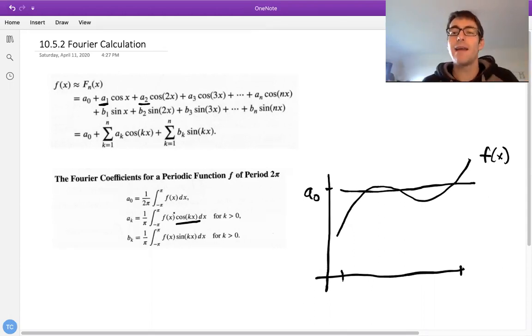We could do the same kind of thing with testing with cosine of 2x or cosine of 3x, etc., in order to find the coefficients in front of those terms, in order to find out how much of that ingredient goes into building up to our square wave function.